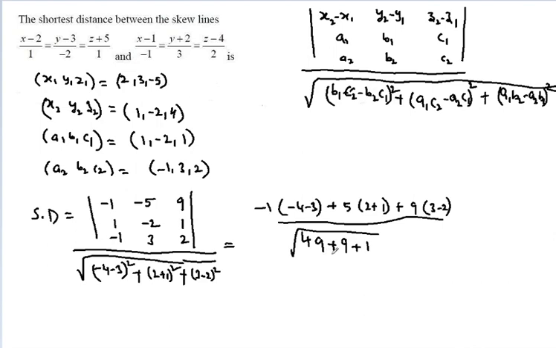So the square root of 49 plus 9 plus 1, that is equal to minus 1 into minus 7, that is 7, plus 5 into 3, 15, plus 9, by root 59. So 7 plus 15, 22, plus 9, 31. 31 by root 59. This is the shortest distance between the given skew lines.